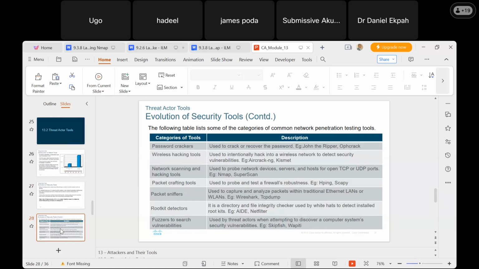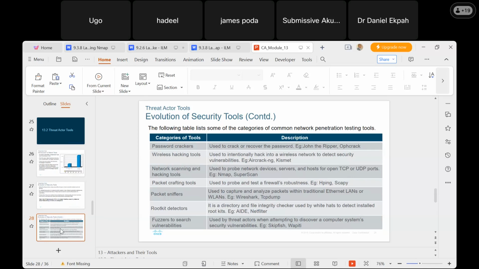And so the following table lists some of the categories of common network penetration testing tools, which include password crackers, wireless hacking tools, and network scanning and hacking tools used to probe network devices, servers, hosts, or open TCP or UDP ports, e.g. Nmap and SuperScan. Then there are packet crafting tools, used to probe and test the firewall's robustness, e.g.